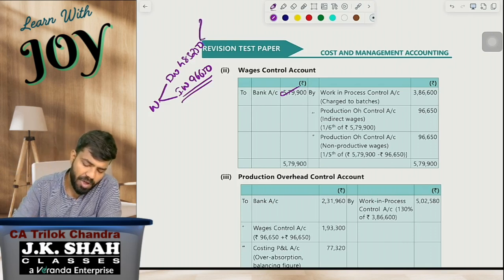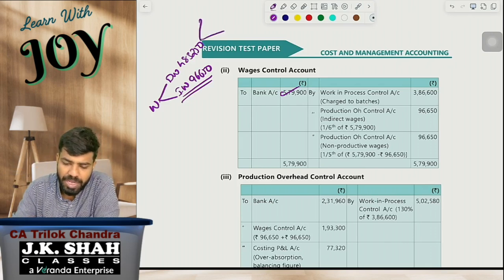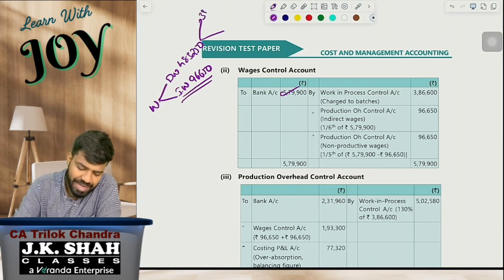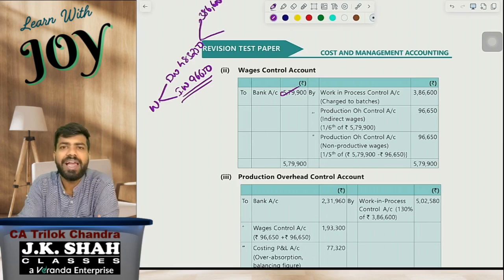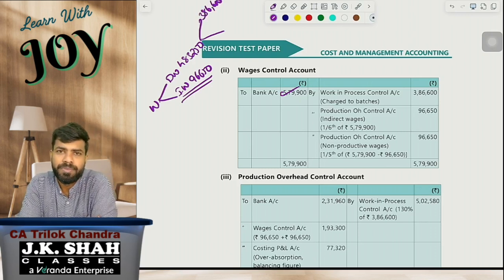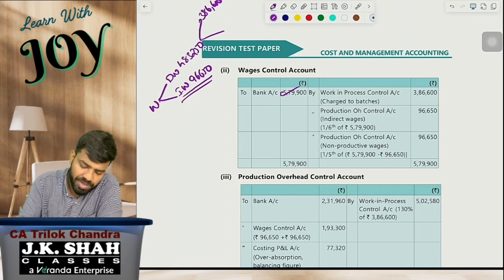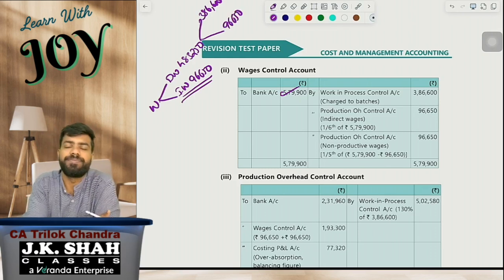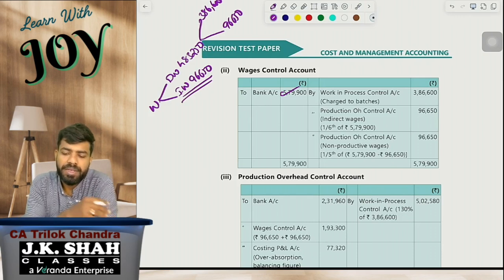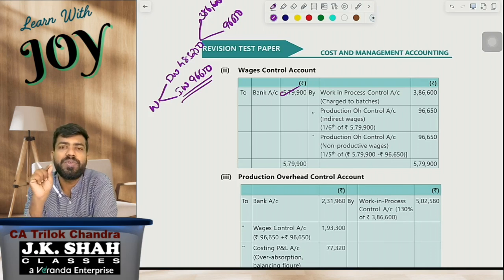Out of this, how much has been charged to batches? 3,86,600. Then what is the balance amount? 96,650. Are you understanding? Here it is clearly mentioned: payment for non-productive time of direct worker. Non-productive time is nothing but idle time.